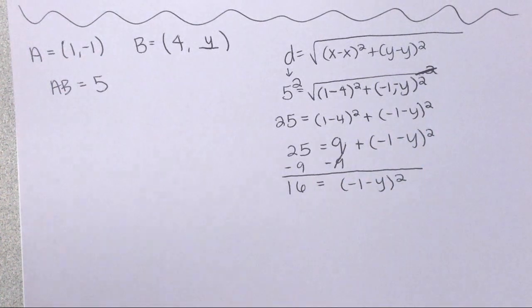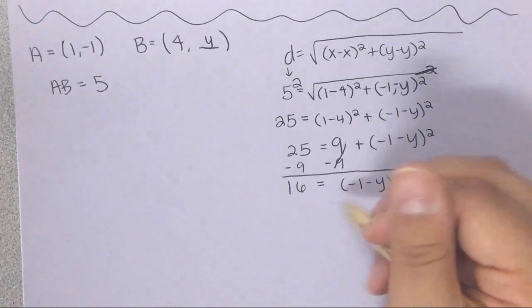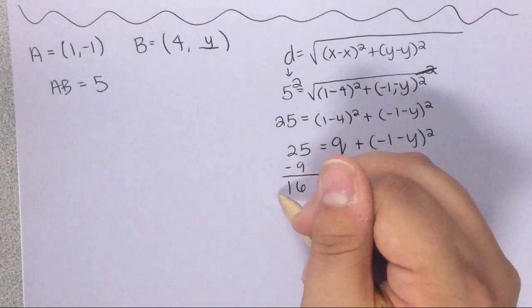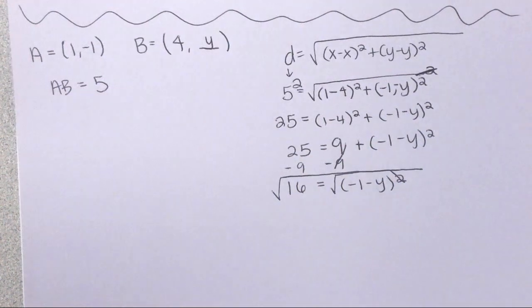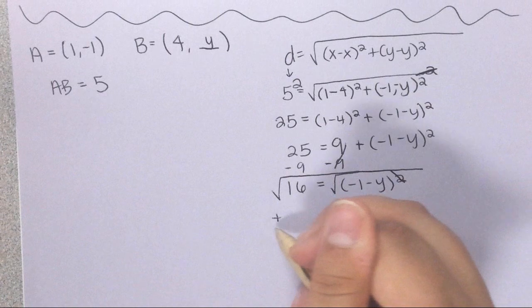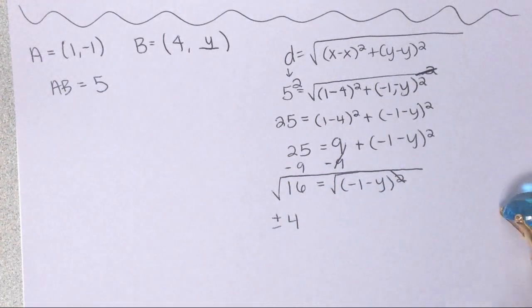I would like for you to put your pencils down so that you can watch this next thing. From here, what am I going to do to get y by itself? I'm going to square root it. Put your pencils down and just watch. I'm going to square root it. And what is the square root of 16? Louder. Plus or minus 4.